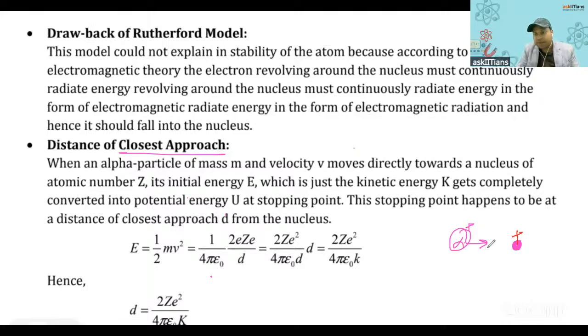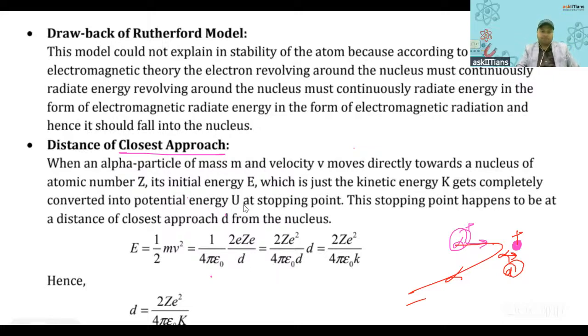It does not strike it, because positive charges get repelled. So it goes close to it and gets repelled like this. This way the scattering is happening. So this distance is known as the distance of closest approach. How close the alpha particle is going towards the gold nucleus.